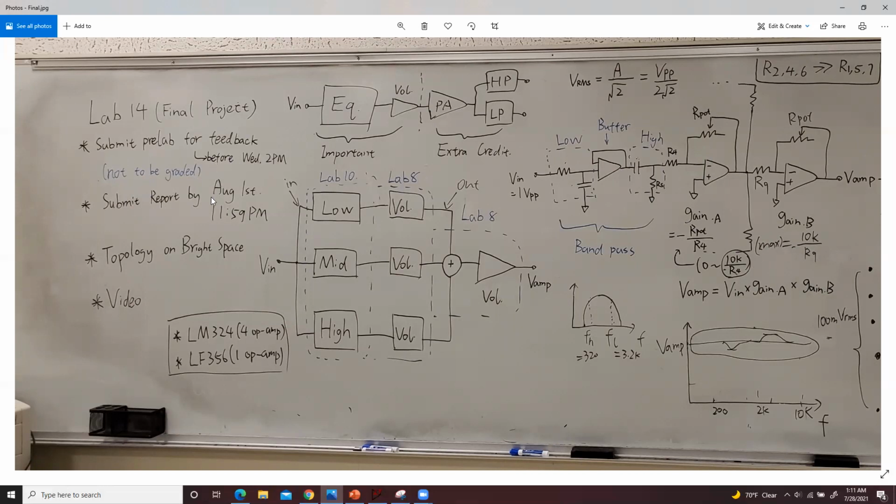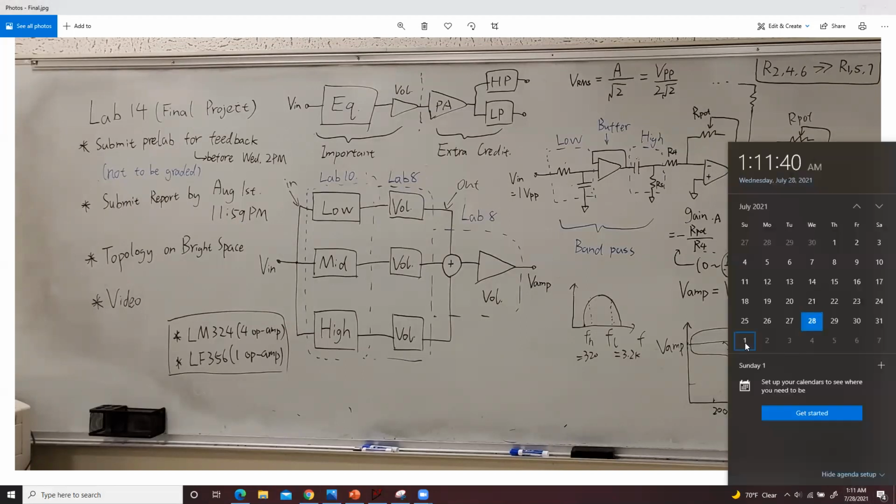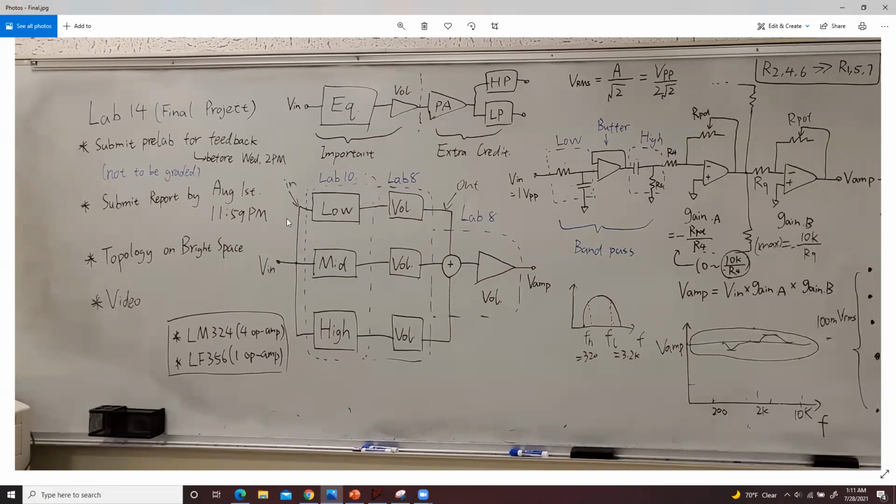Okay. And then we have the report for the final project. The deadline for the report will be August 1st, end of the day. I think it should be this Sunday. Okay, yeah, it's this Sunday, end of the day. And also there is a document called topology. That's an example of the schematic you're going to build for the final project. And also there are a couple of introduction videos, which are very helpful. Okay, so let's talk about the project.